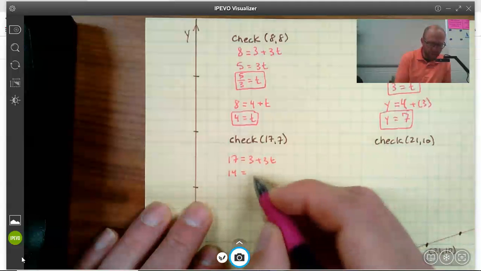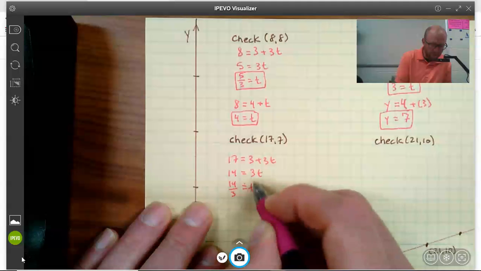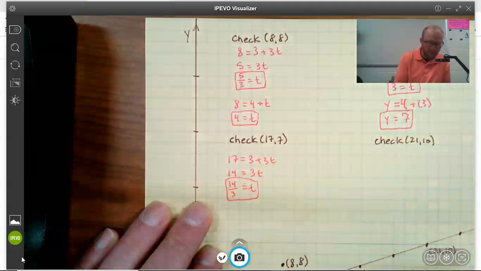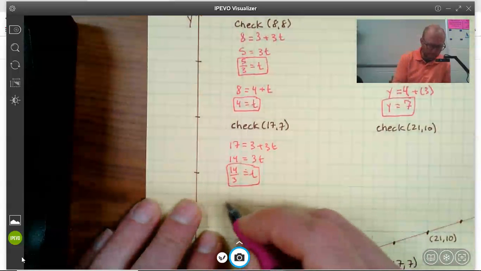14 equals 3t. Divide by 3 on both sides: 14/3 equals t. So let's see if I substitute 14/3 into the other equation, do I get the output that I'm shooting for? So let's see.